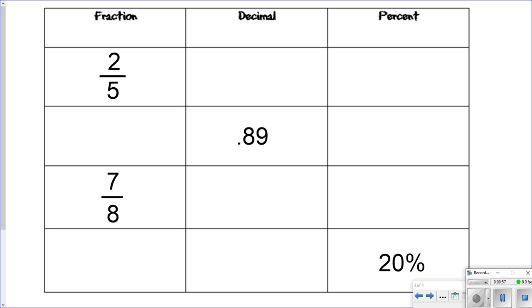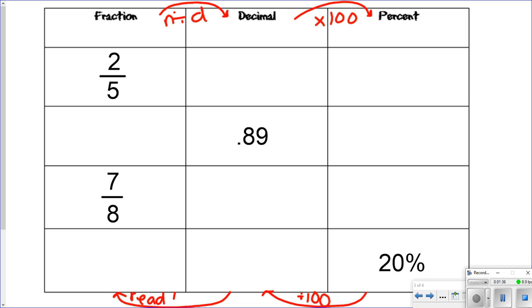So down below I have a picture representation of a table, and I have also given you some helpers to remind us to go from a fraction to a decimal. We are dividing numerator divided by denominator, and to change a decimal to a percent, we multiply by 100. Down below you will see going from a percent to a decimal, we will divide by 100, and if we're going from a decimal to a fraction, we will just need to read the decimal.